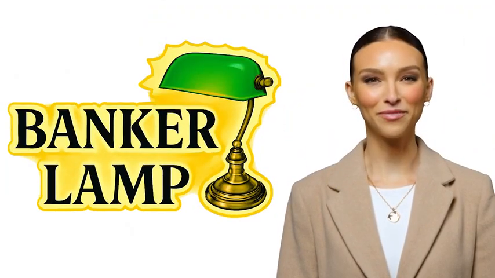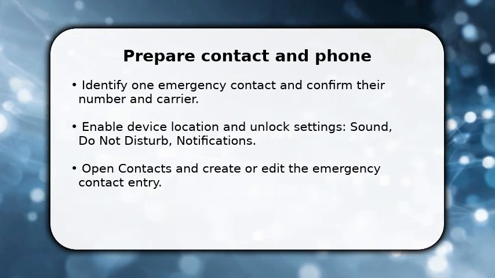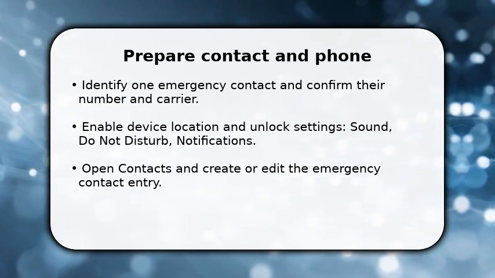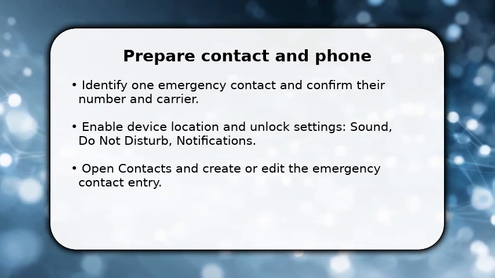Please enjoy the video. You start by picking the single person who must get through and confirming their number. You need their exact contact saved. Once done, make sure location and general notifications are allowed so emergency features operate.